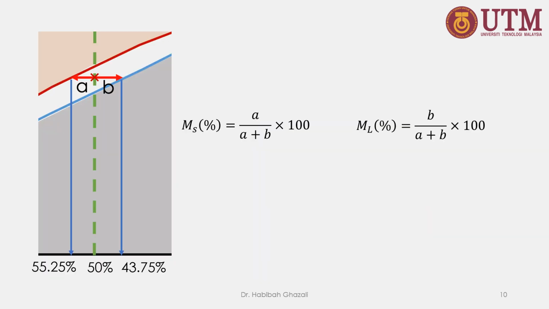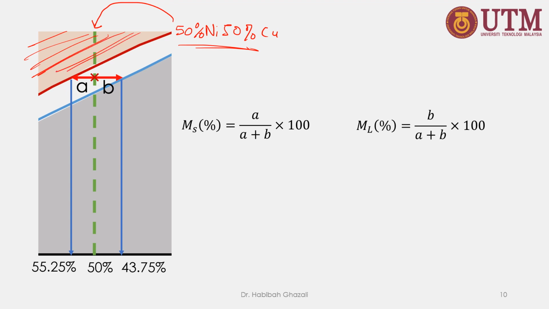Alright, so let's do the calculation for phase fraction for the alloy that we're talking about. So we have a copper-nickel alloy that consists of 50% nickel and 50% copper. So this is represented by this line here. So what does this mean? It means that above this liquidus line, everything is liquid, and this liquid consists of this. Below this line, this solid consists of this.